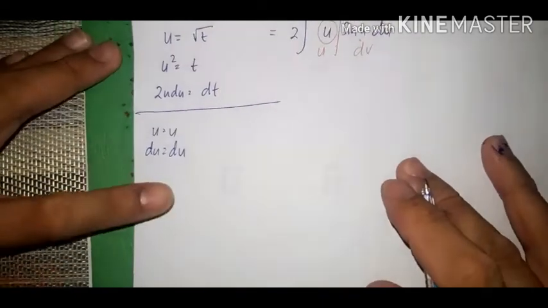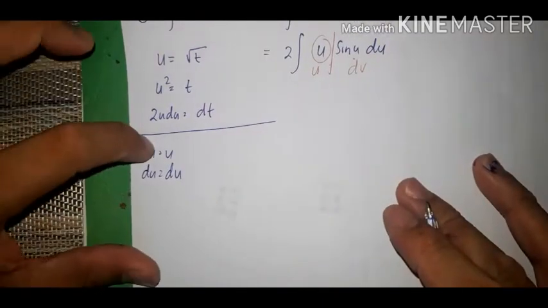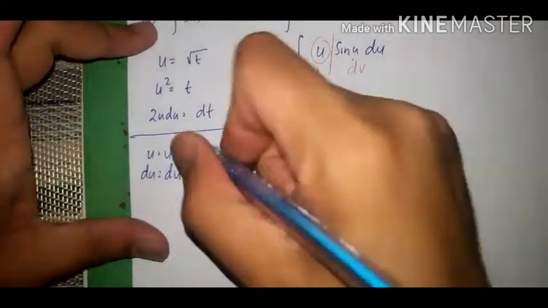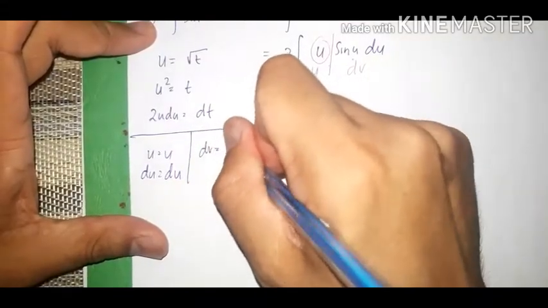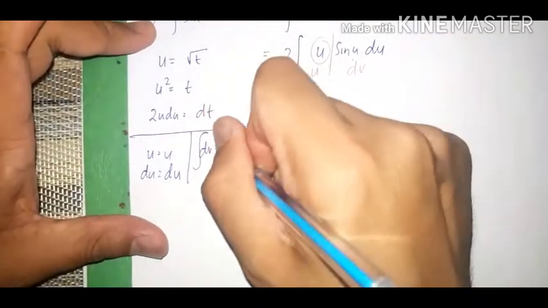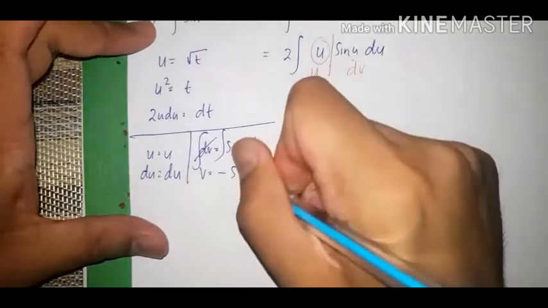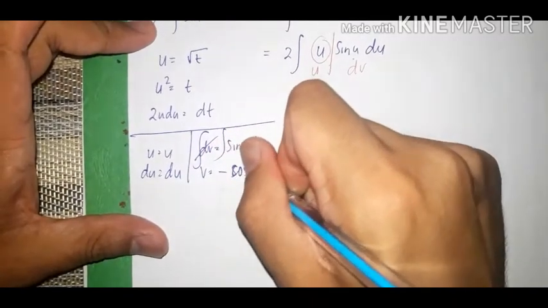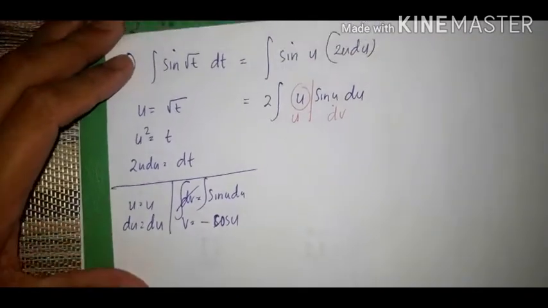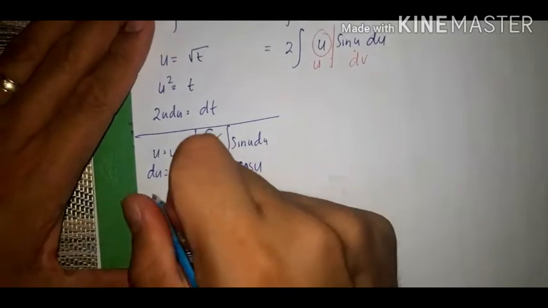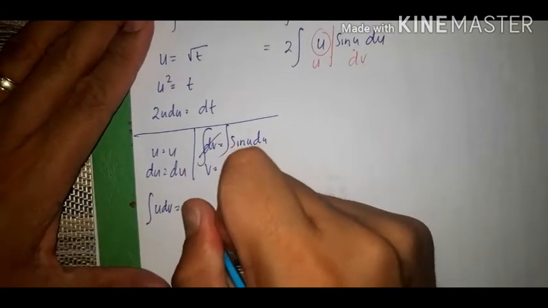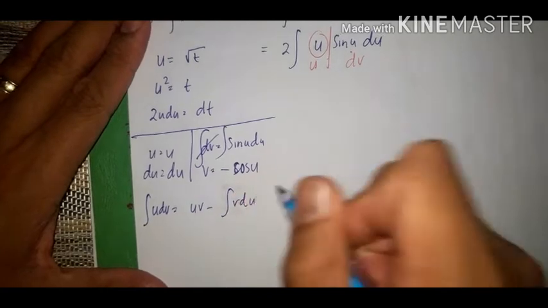Sana na iba ko pala ang variable. So u is u, du is du of course. So ang dv is sine u du. So, integrate both sides, then v is equal to negative cosine of u. So, ano ang integral ng u dv? So, sabi, ang integral ng u dv is uv minus integral of v du.